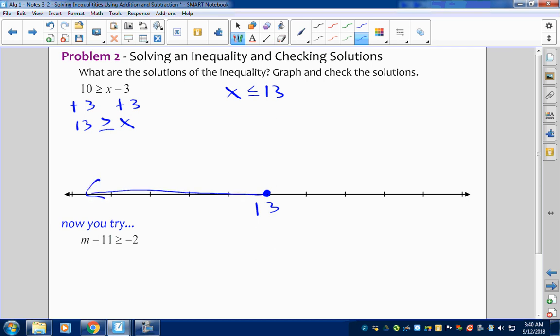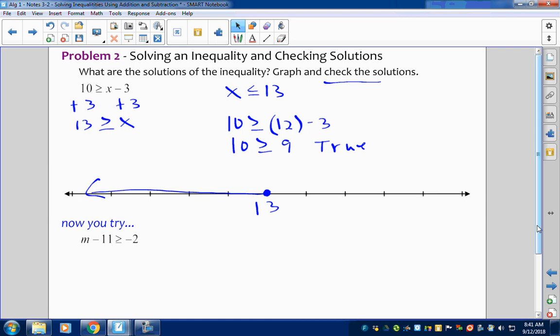So one value that I could use to check my solution would be, say for example, 12. Try 12 in there. You don't want to try 13 because it's a less than or equal to. You want to try something other than 13. So if I try maybe 12 in here, we have 10 greater than or equal to 12 minus 3, 10 greater than or equal to 9. Is that true? That's true, so we've shaded in the correct direction. If for some reason that didn't work, we would need to go and shade in the other direction.